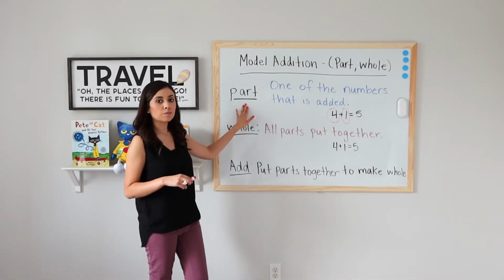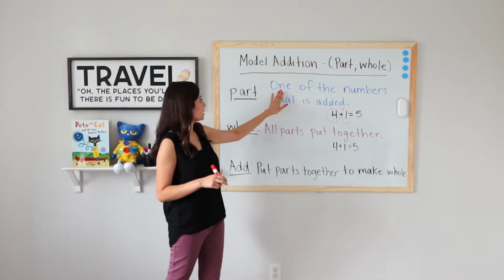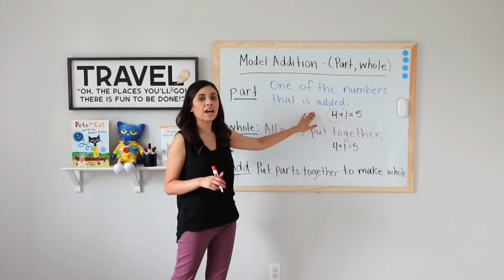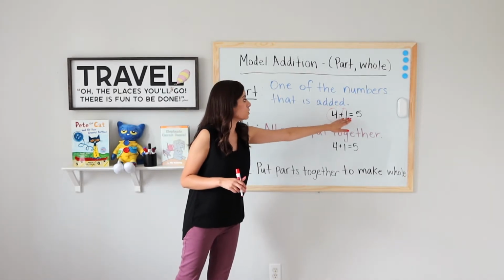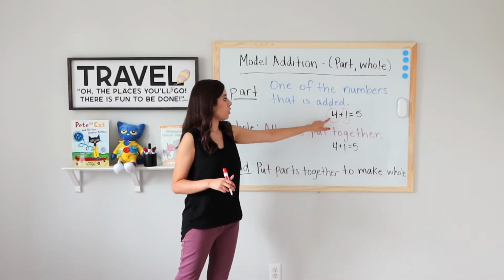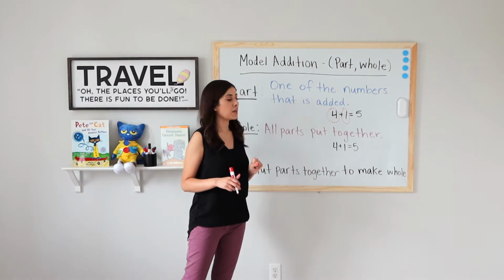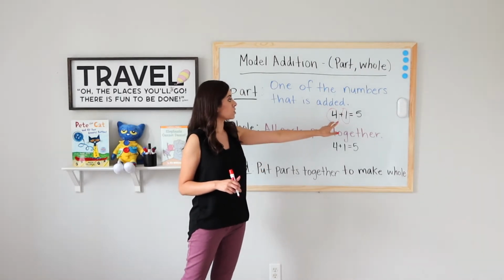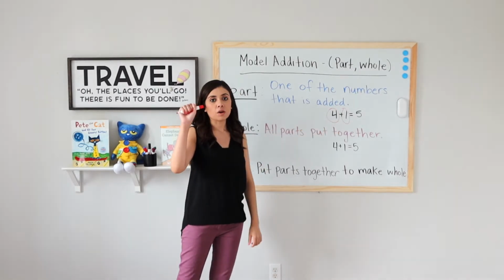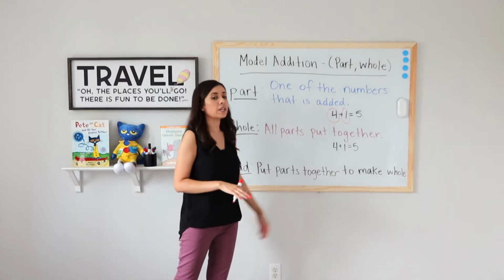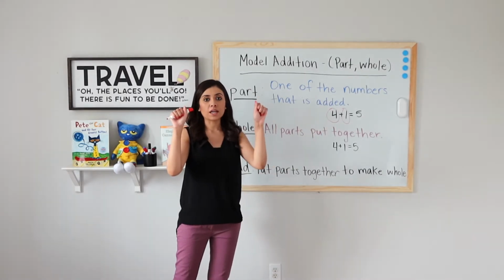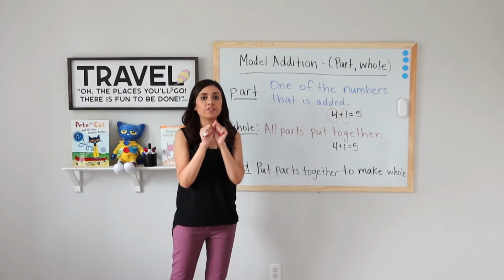The first one says part. Part is one of the numbers that is added. So for example, 4 plus 1 equals 5. 4 and 1 are my parts. That is why they are circled. When I take a part and put them together, I make a whole. So here I took 4 and 1 and put them together to make 5.